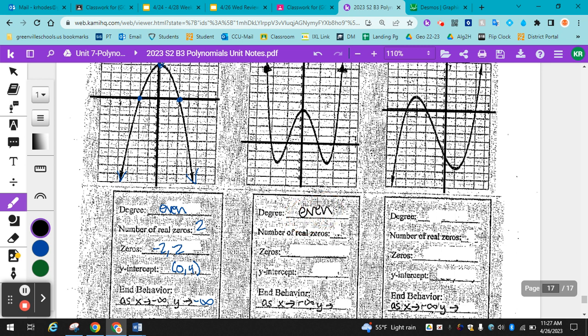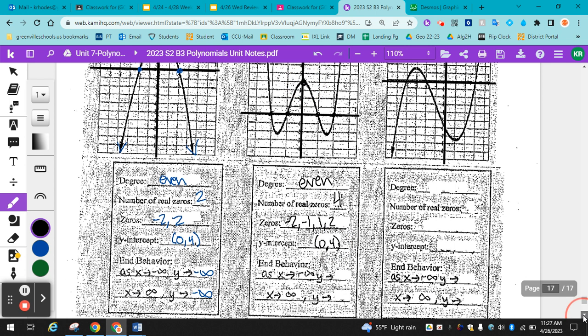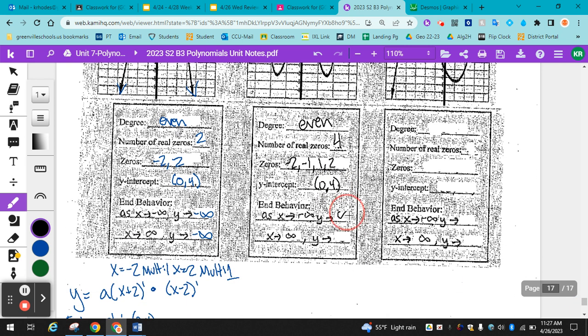Again, this degree is even because their end behaviors are doing the same. They're both going up. The number of zeros is 1, 2, 3, 4 zeros, and they are -2, -1, 1, and 2. The y-intercept is (0, 4), and we're crossing my y-axis. Right side and left side are both going up.